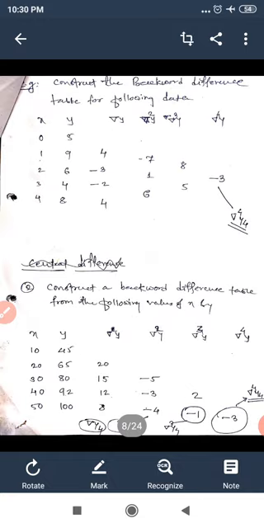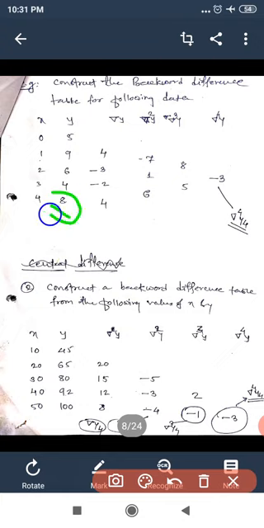Construct the backward difference table for the following data. Data is given: x values are 0, 1, 2, 3, 4, and y values are 5, 9, 6, 4, 8, that is y0, y1, y2, y3, y4. The last value is y4, and here it is x4.